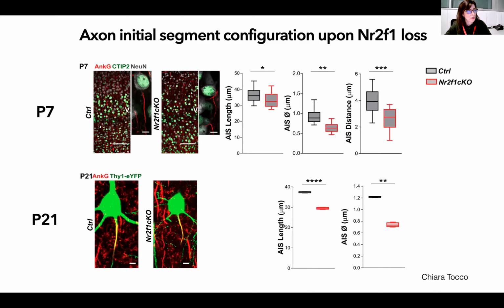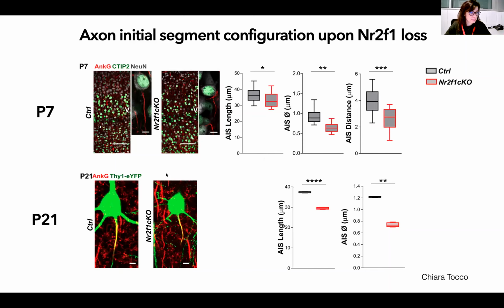So we used these markers for the axon initial segment, ankyrin G, in layer 5 neurons that are labeled with CTIP2. And we compared somatosensory neurons that are lacking NR2F1 in an abnormally patterned cortex and the control somatosensory ones. We observed a reduction in all measurements we did from the AIS: AIS length, diameter, and distance. And after this, we thought this could probably be due to a delayed maturation in the formation and in the development of neurons.